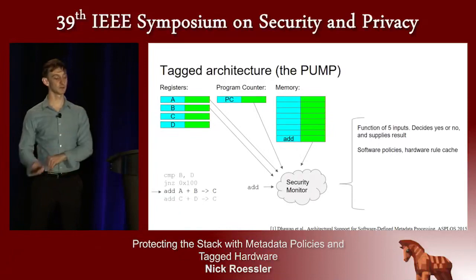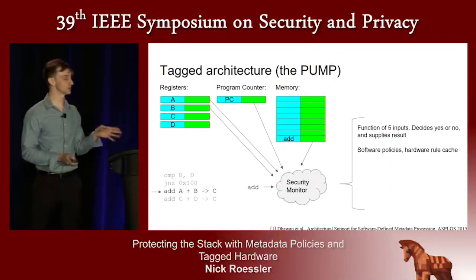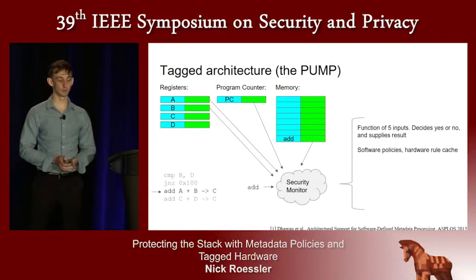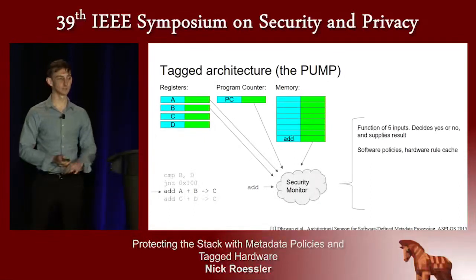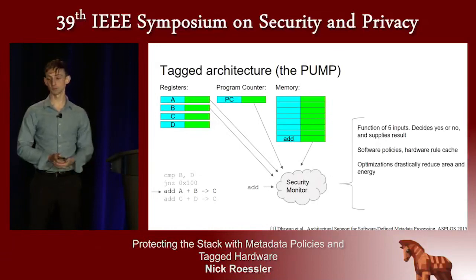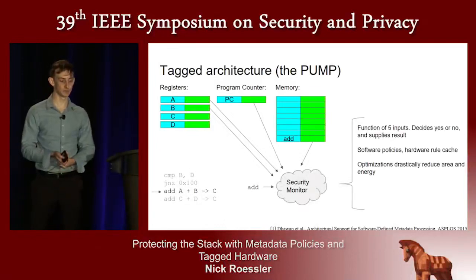The hardware accelerates the security monitor by caching a subset of the recently encountered rules in a hardware cache, where a rule is just a set of the inputs and the output. In the case of a cache hit, we can then check the policy in a single cycle without slowing or stalling the CPU at all. There are optimizations that can drastically reduce the area and energy overheads associated with adding all these tags onto our chip. I'll refer you to the paper site here for more information about the optimizations and the architecture.